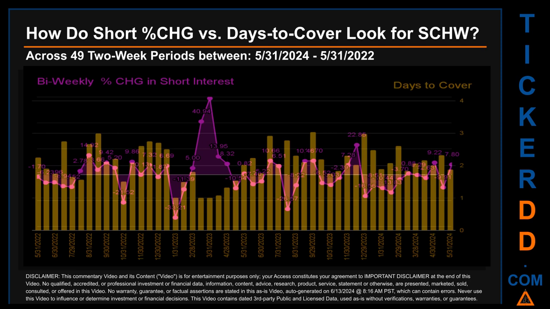The largest percentage decrease in short interest found across those 49 two-week snapshots was -33.21%. It occurred once on January 31, 2023 settlement date. The average days to cover was about 2.07. The biggest days to cover was 3.03, and it happened once on September 29, 2023 settlement date.